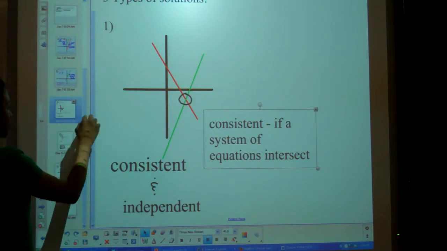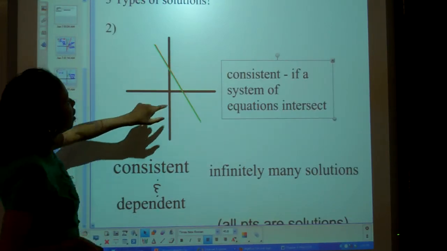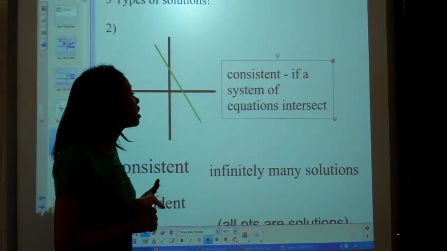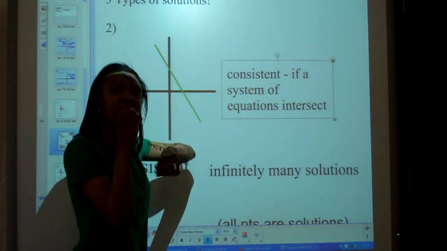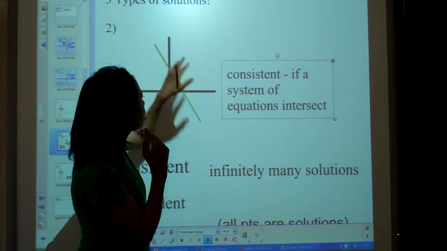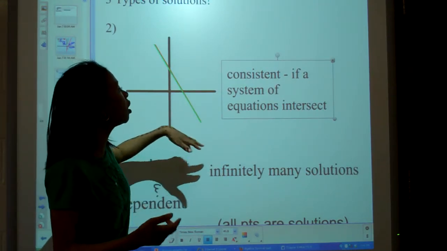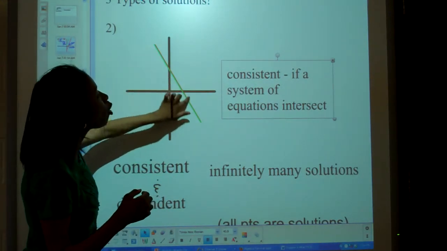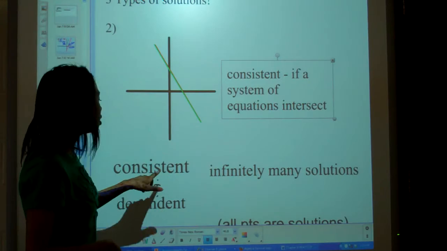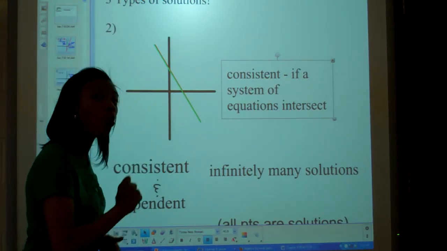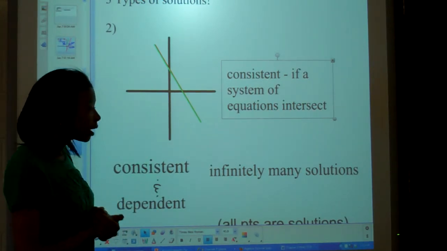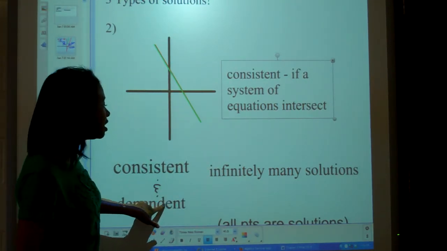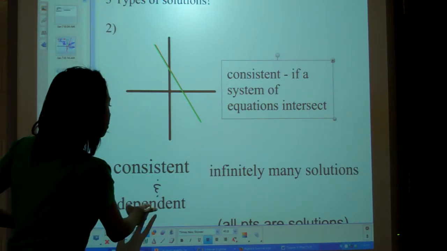Here's my next type of solution that we can have. This is infinitely many solutions, when it's parallel and they have the same y-intercept. It's consistent because they have at least one solution. But because they have more than one, we call that dependent. It's consistent and dependent. They have many. Consistent means I have at least one solution. Infinitely many has at least one, actually has multiple. But because it has multiple, we call it dependent.